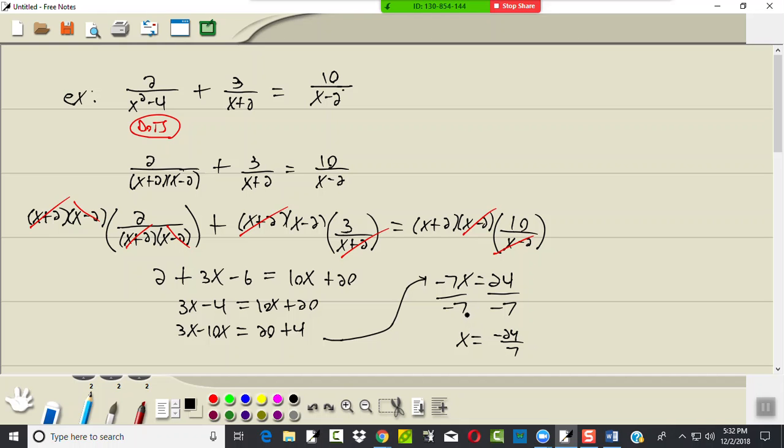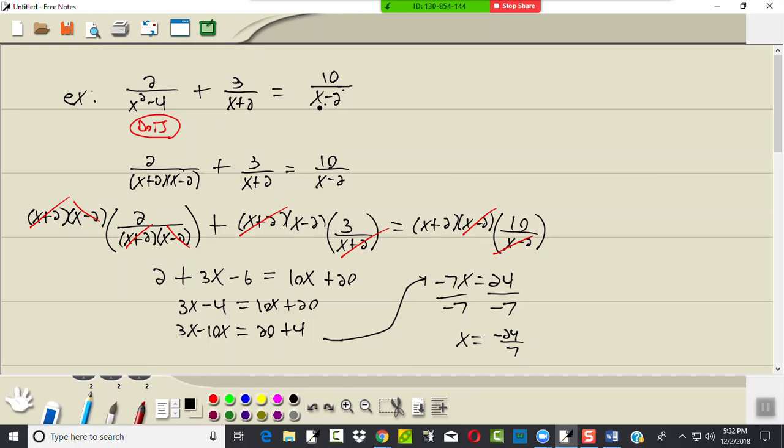Now we need to semi-check our answer. What we mean by that is we want to plug this into the x's here and make sure it doesn't cause any denominator to equal 0. Negative 24/7 squared minus 4, I don't know what it is, but it's not 0. Negative 24/7 plus 2 is not 0. Negative 24/7 minus 2 is not 0.